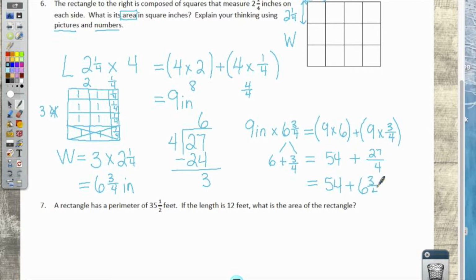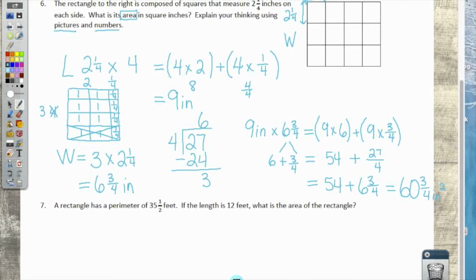Can you add those in your head? What's 54 plus 6? 4 plus 6. 60. And 3/4 inches squared, or square inches. Okay? Now, what I did was, I kind of gave you a preview of what the next lesson is going to be, where we multiply these out instead of just count our labels. Okay? Let's do the next one.